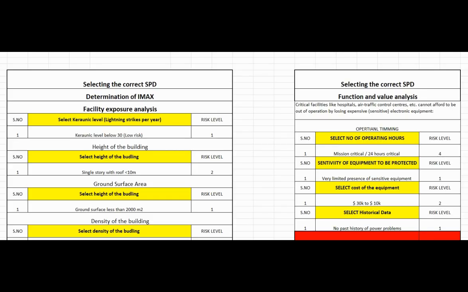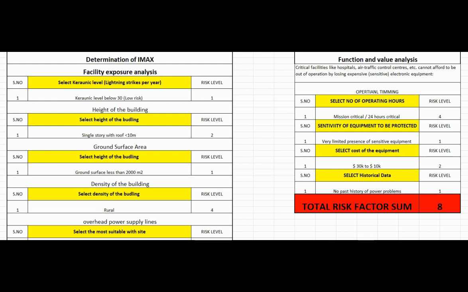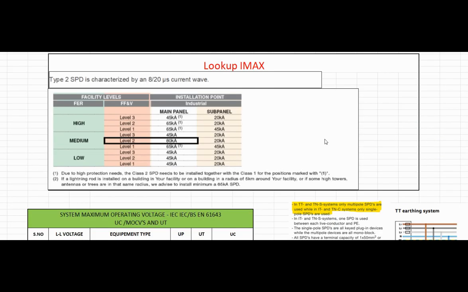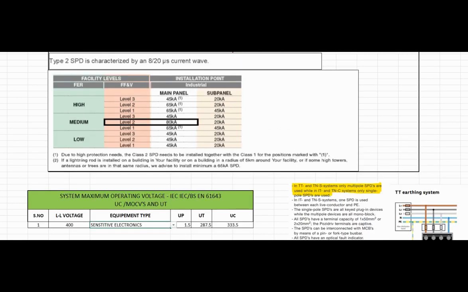Here is the sheet. You select the parameters, building height, and region area for the calculation of Imax. From here you find the Imax, and after Imax, you can know that the IN or IIMP is half of Imax. Further parameters can be easily found by just selecting the line-to-line voltage and the category of the equipment, and the sheet will give you the values of TOV and UC. Now, you have found all parameters of an SPD. Now you just go to the manufacturer sheet and check your designed SPD.